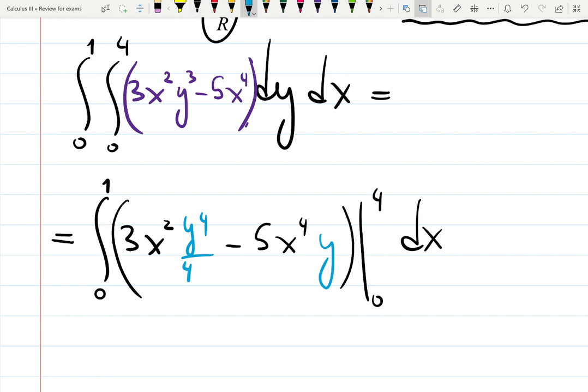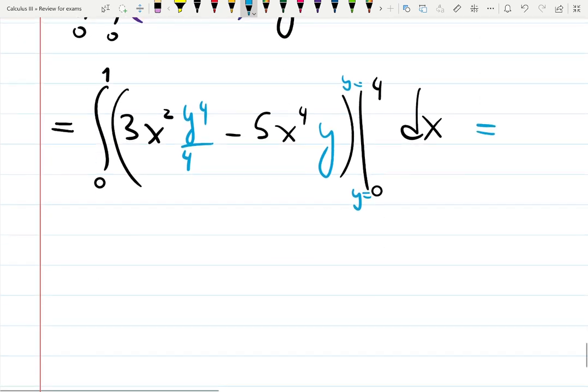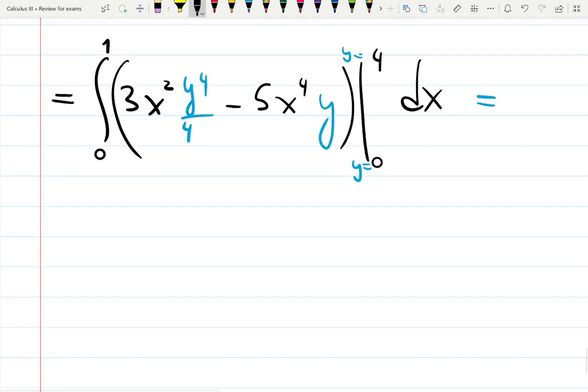Do you know what to plug? 0 and 4 should be plugged into y. You don't have to write it down, but make sure you don't mess up when you plug. Especially if you have 5 variables, you should keep in mind which one you are substituting in right now. Integral from 0 to 1. Plugging everywhere 4 is going to be, so let's simplify.